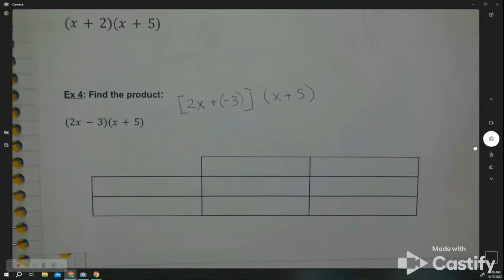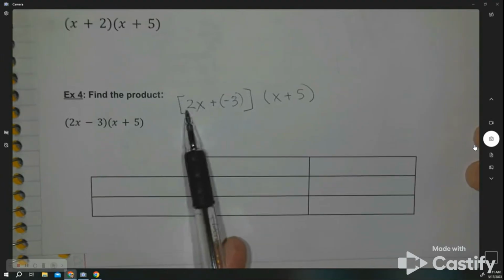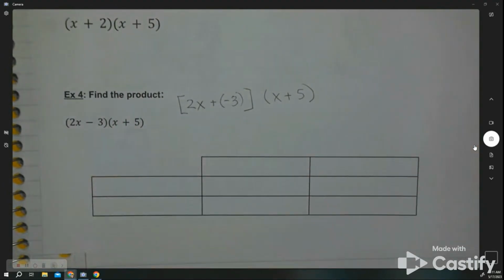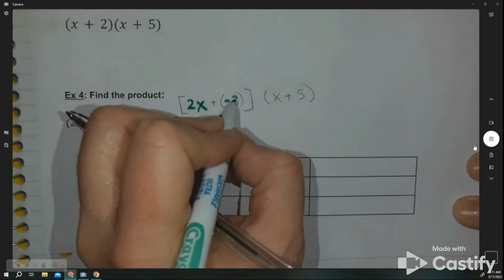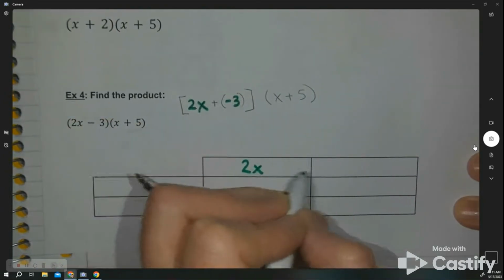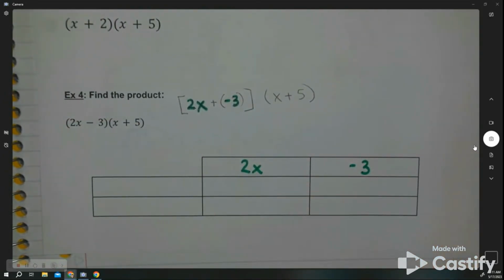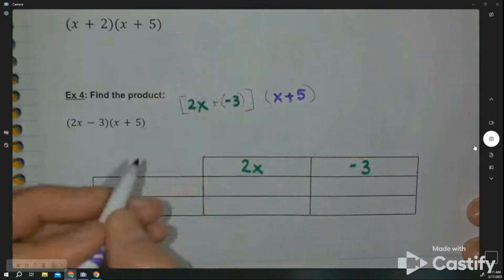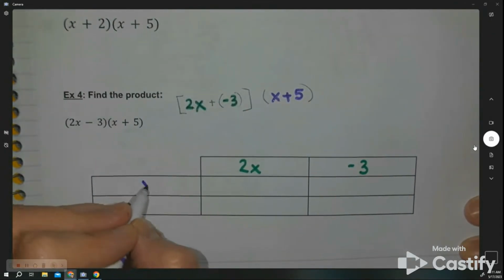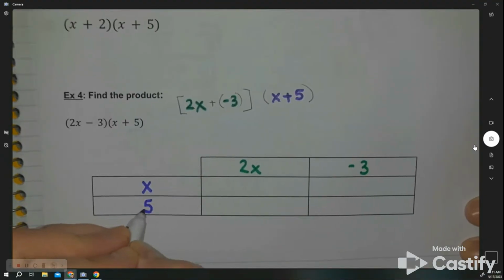So I'm going to use kind of like an area model that you've learned in previous grades for multiplying these. But I split it into the two terms that I have here. From our first one, let's go ahead and color coordinate these. So we've got 2x and -3 here. And then my second one, I had x plus 5. So we're going to do our x, and since it's positive, we're just going to write that 5 there.